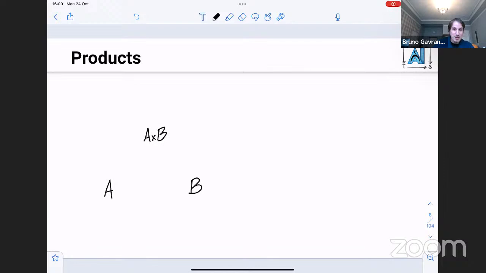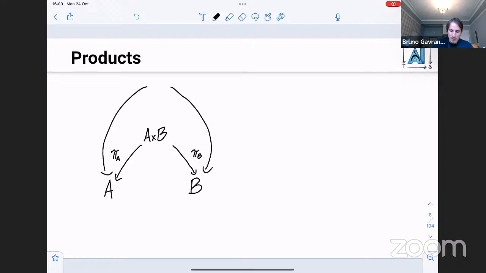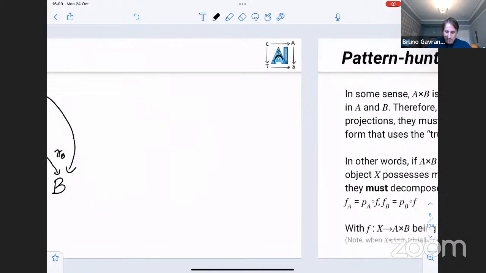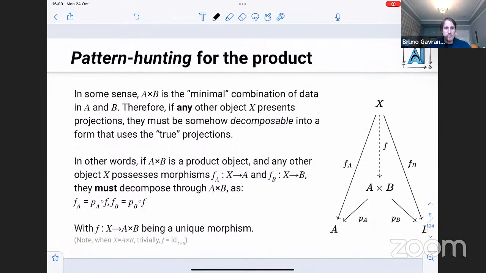So it's another object in this category together with projection morphisms, which we may call pi of A, pi of B, such that for any other candidate product, we have a universal arrow mapping that candidate product into what we've called the product. So this is the slide from Petar's talk, sort of elaborating what this was.